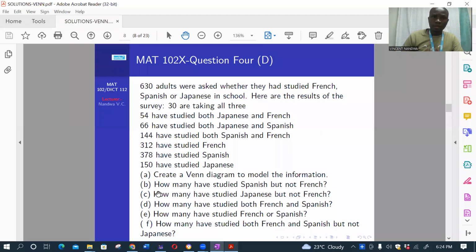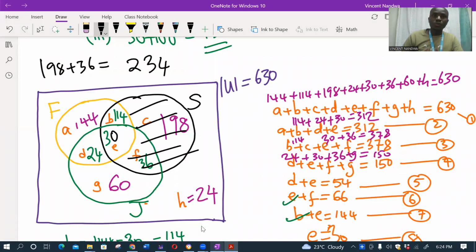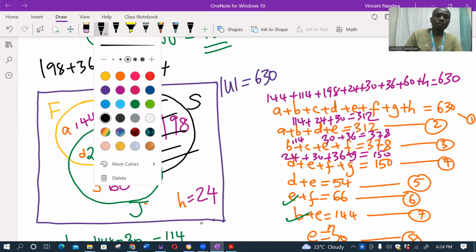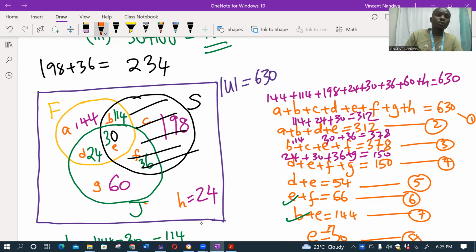So 234 is the answer to part B. C, how many have studied Japanese but not French? Means you are in J, but you shouldn't be counted to be in F. So J is this green circle, and to be in the green circle and at the same time not to be counted in F means you are in this part. So G and F, 60 plus 36, that is 96. So the answer to C is 96.